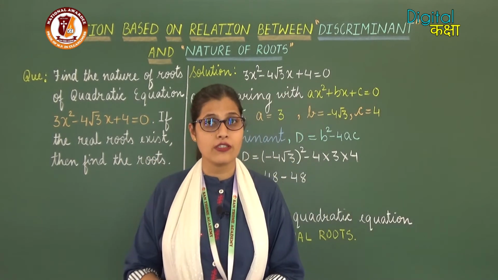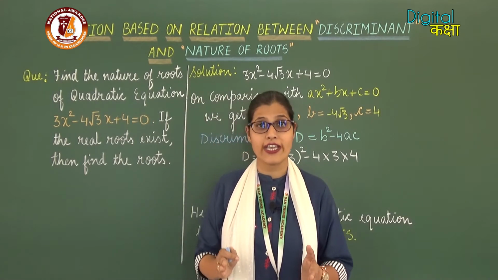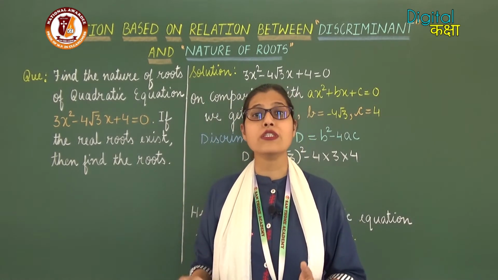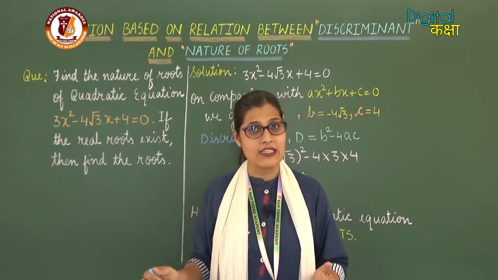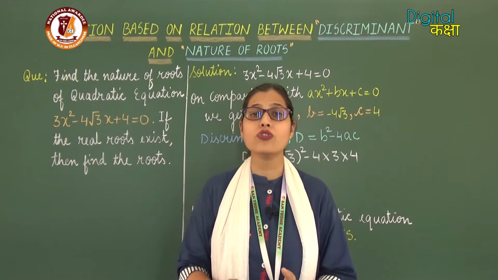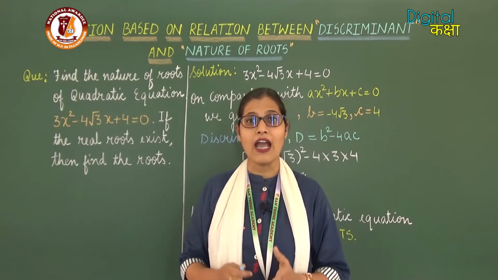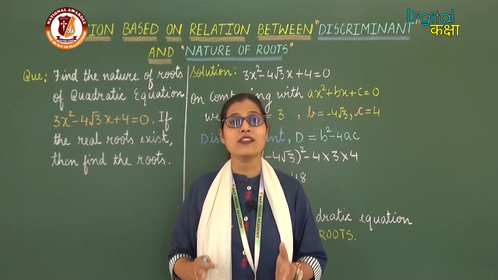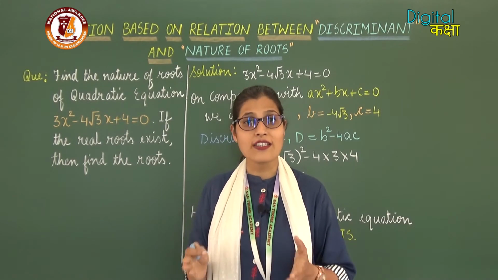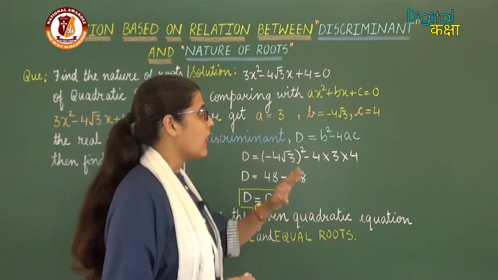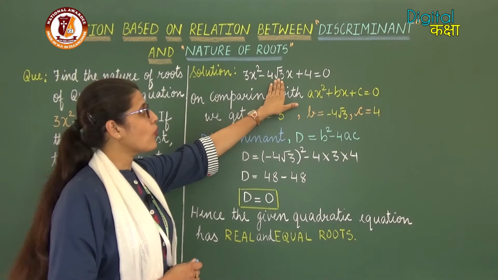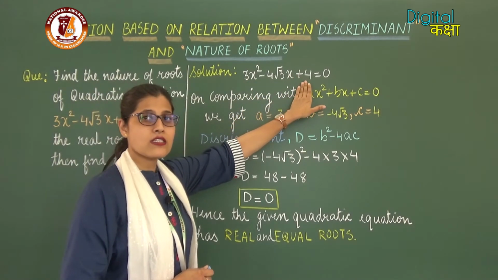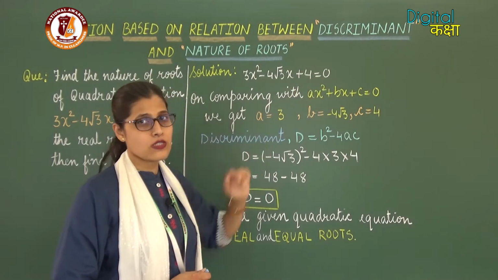According to the question, we need to first check whether the roots are real or not. If the real roots exist, then we need to solve the question further and we have to find the roots. So let us start with the question. Our equation is 3x² − 4√3x + 4 = 0.